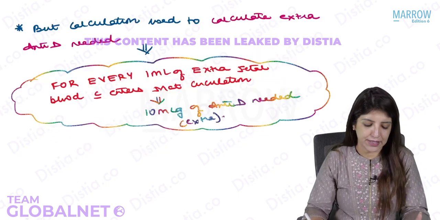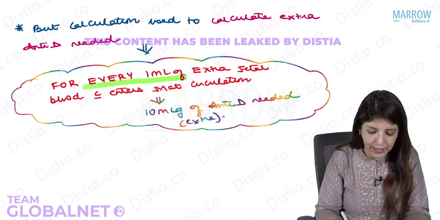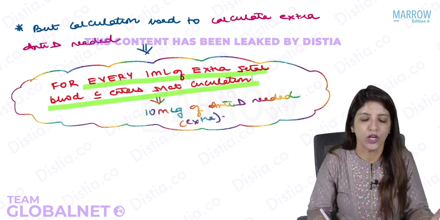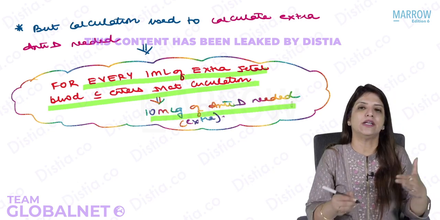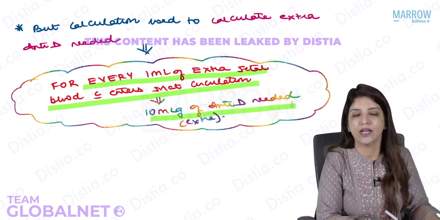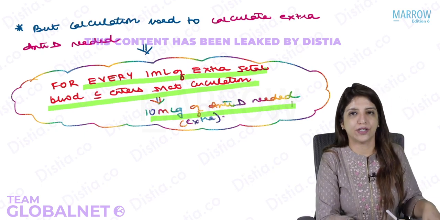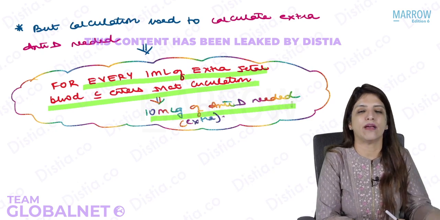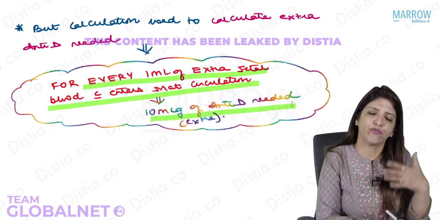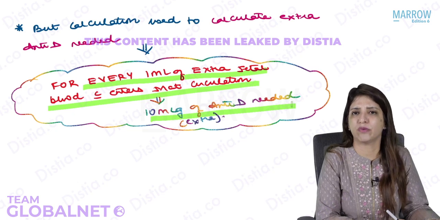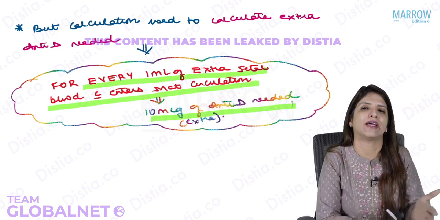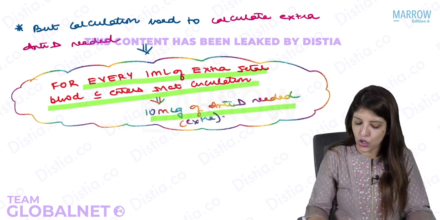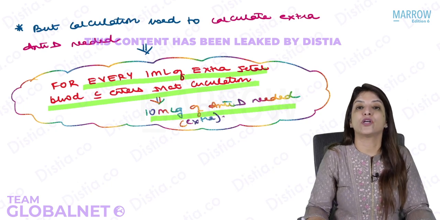So, applying basic maths, for every 1 ml of extra fetal blood which enters into mother's circulation, you are going to give an additional 10 micrograms of anti-D. 300 micrograms was needed for 30 ml. So, 10 micrograms is needed for every 1 ml of extra blood. Right? So, for every 1 ml of extra blood which enters into mother's circulation, you have to add 10 micrograms of anti-D. Clear to all of you? Yes? So, remember that Kleihauer-Betke test is a quantitative test.